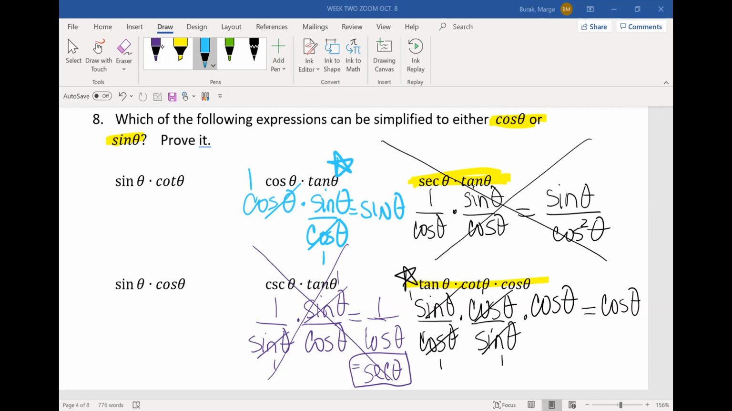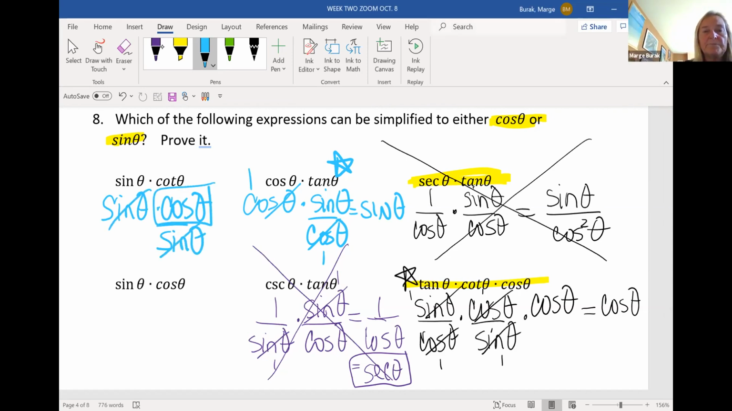I did sine and cotangent. Cotangent is cosine over sine, and so sine wouldn't change. So you would just cancel the sines out, leaving it with just cosine. All right. So that one works.